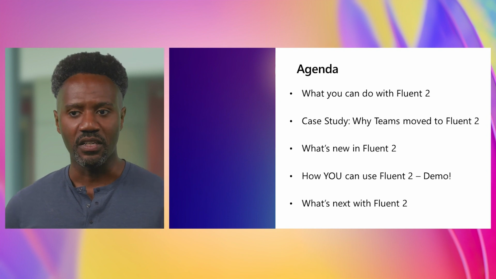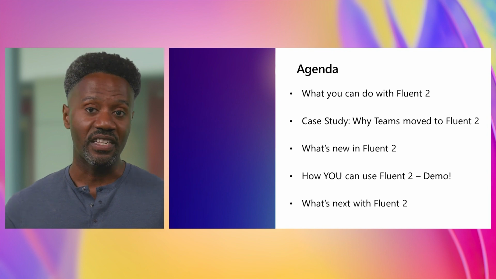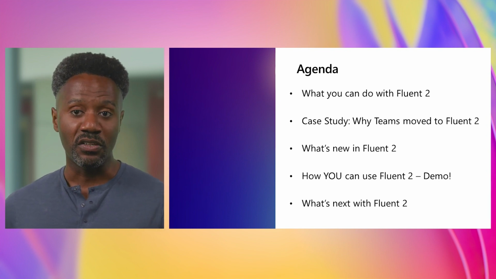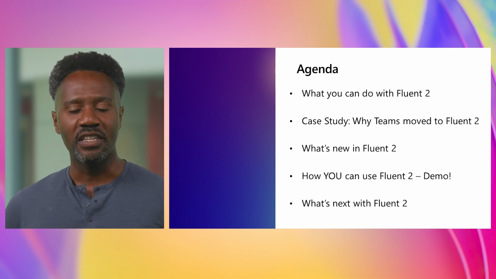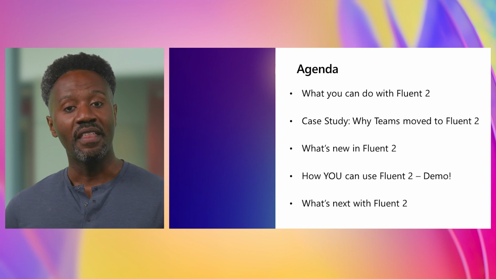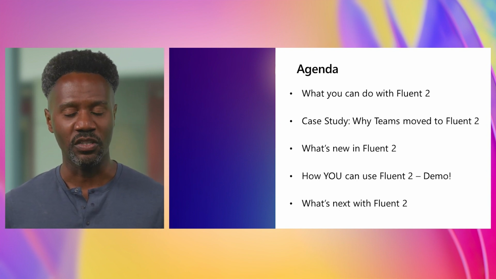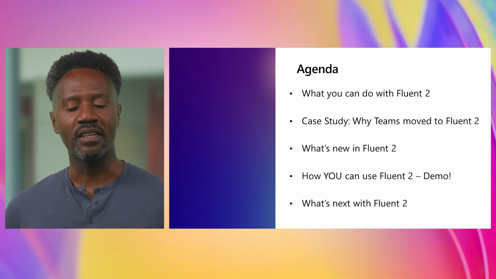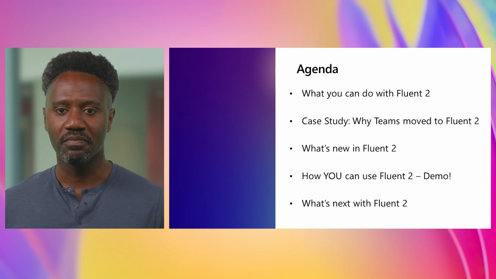So, today we're going to talk about first what you can do with Fluent 2, and then we're going to jump into a case study talking about the benefits that the team's application saw when they adopted Fluent for their engineers, for their designers, and for their end users. Next, Ian and Sarah are going to talk about what's new with Fluent 2, and then we're going to jump into a demo to show how you can use Fluent 2 in your application and your experiences. And finally, we're going to end up talking about what's coming next with Fluent 2.